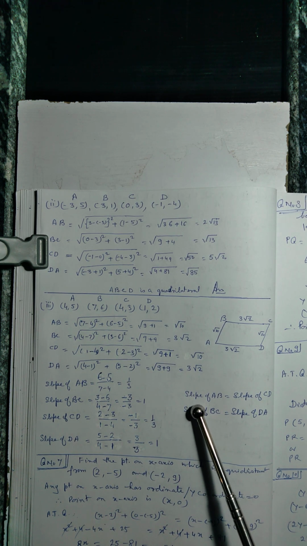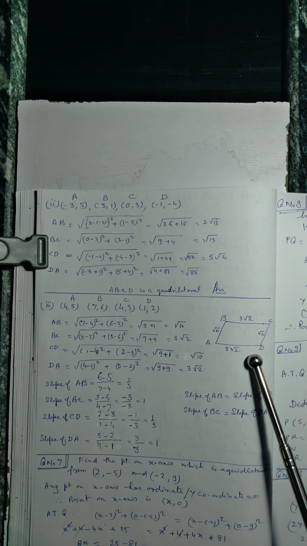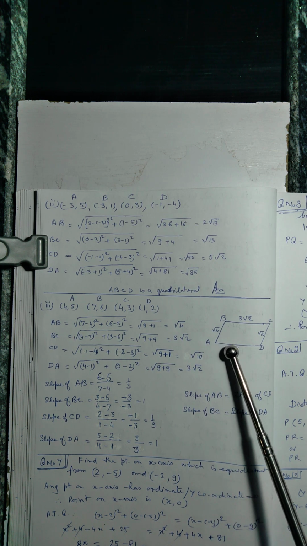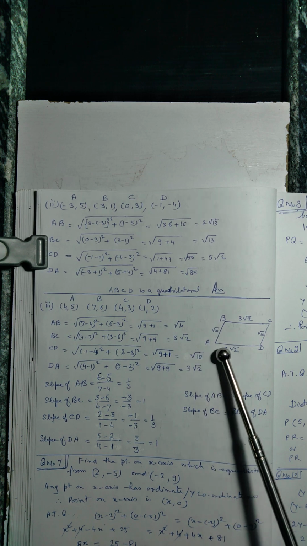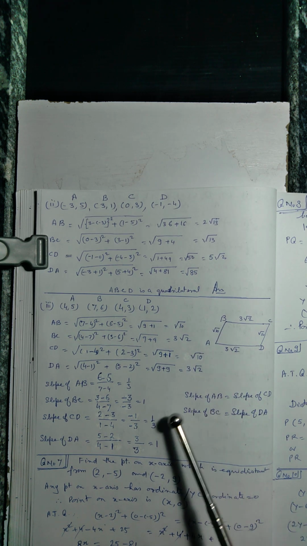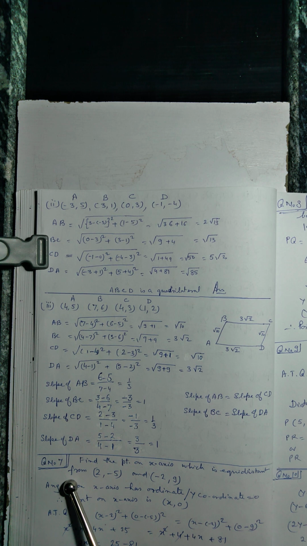So hence it is proved that the opposite sides are equal and the slopes of opposite sides are also equal, which means they are parallel. In the case of parallel lines, the slopes are equal. Now proceed to question number 7.